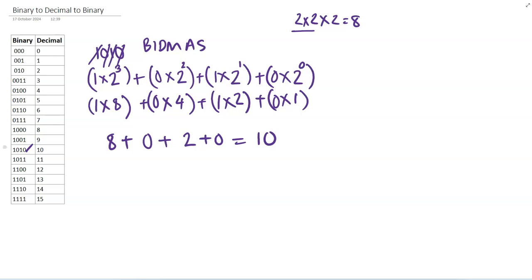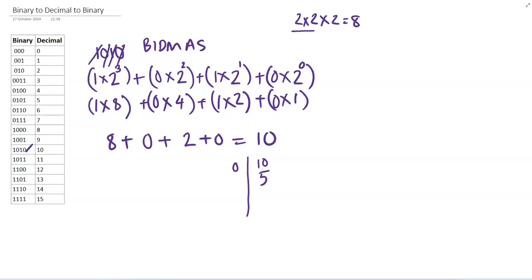If we want to put that back to binary, from the previous example, we've said just put the number here and then divide by 2. This was multiplied by 2. Now we're dividing by 2. So if you divide 10 by 2, that's 5. Then there is no remainder. That means 0.